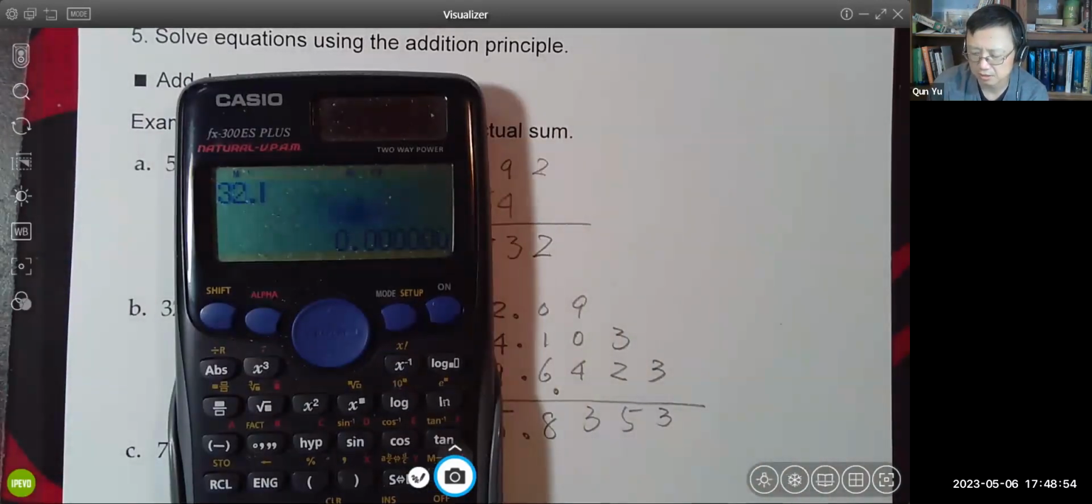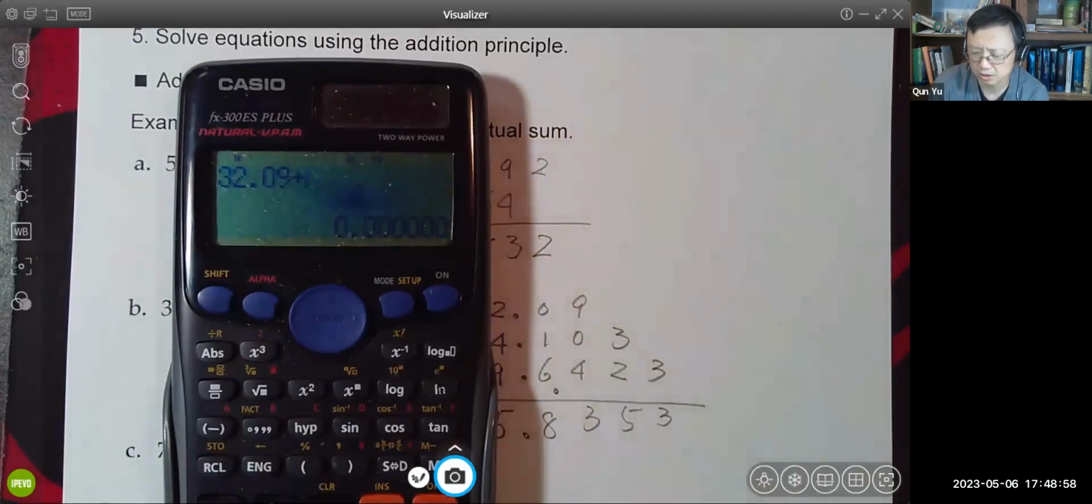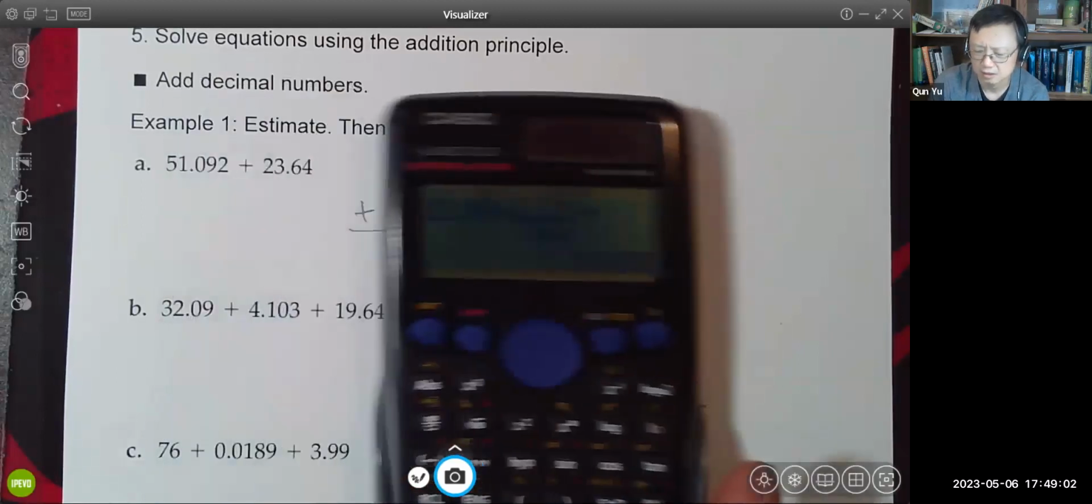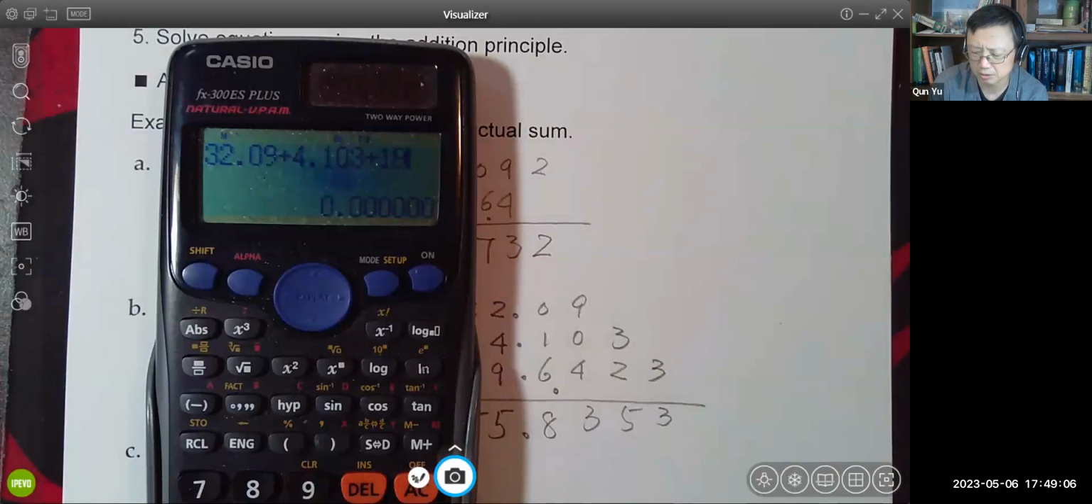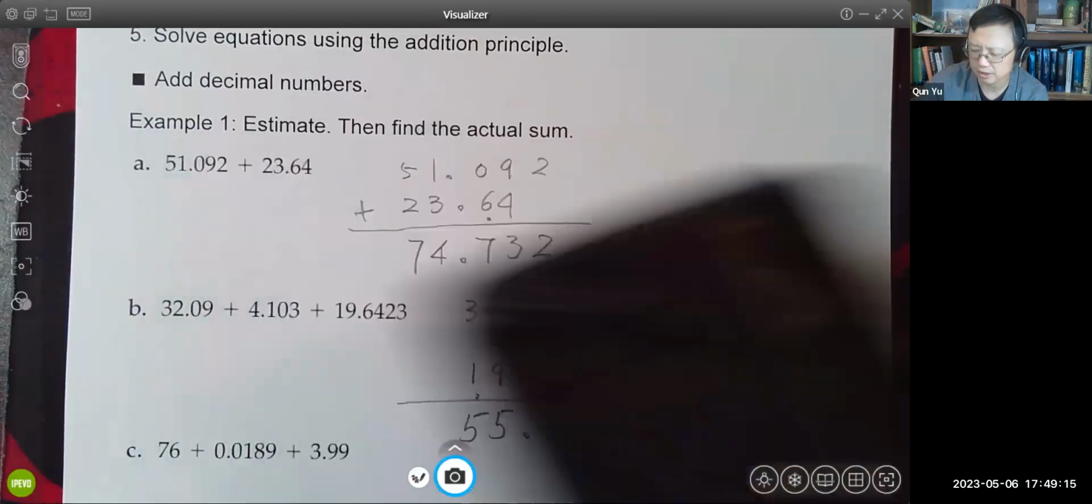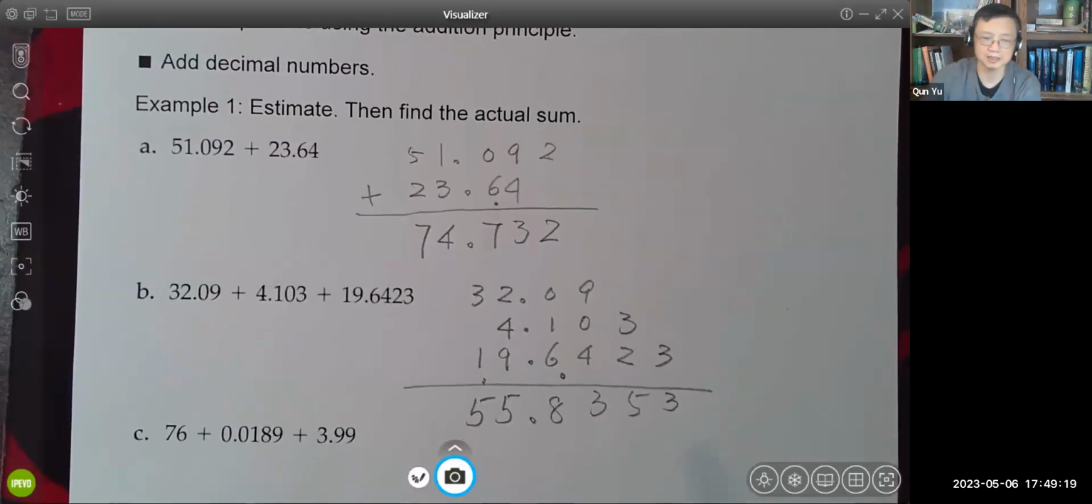So let's double check using a calculator. 32.09 plus 4.103 plus 19.6423. What do we get? 55.8353. So that's the correct answer.